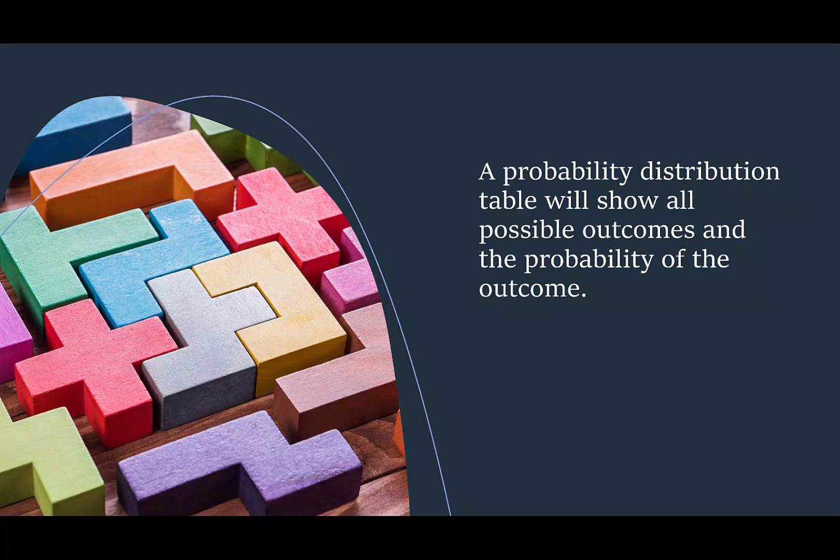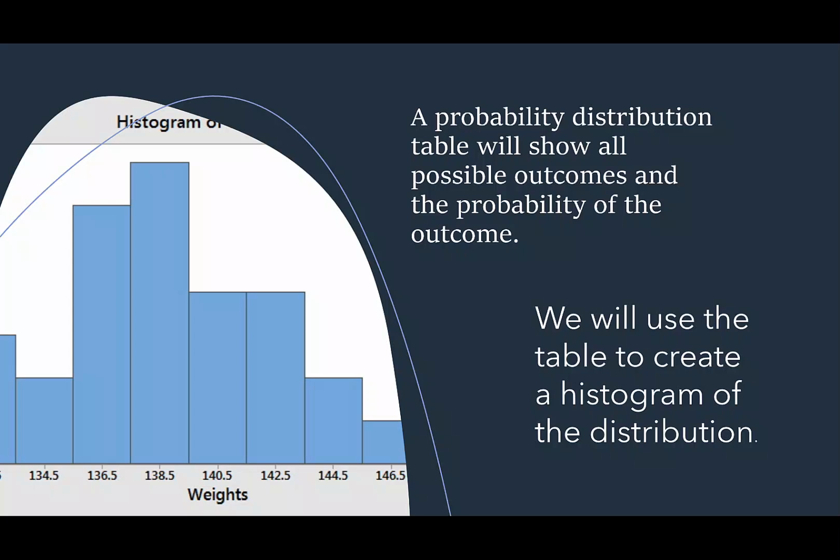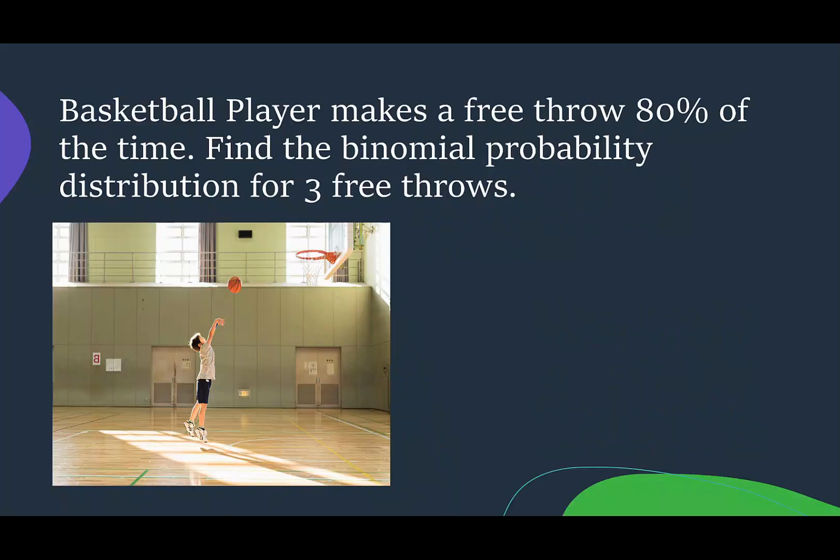A probability distribution table will show all possible outcomes and the probability of that outcome. We can use the table to create a histogram of the distribution and then look at the shape of the distribution. Let's say a basketball player makes a free throw 80% of the time. Let's find the probability distribution for 3 free throws. We want to say that our distribution is binomial with 3 trials and the probability of success is 0.8.